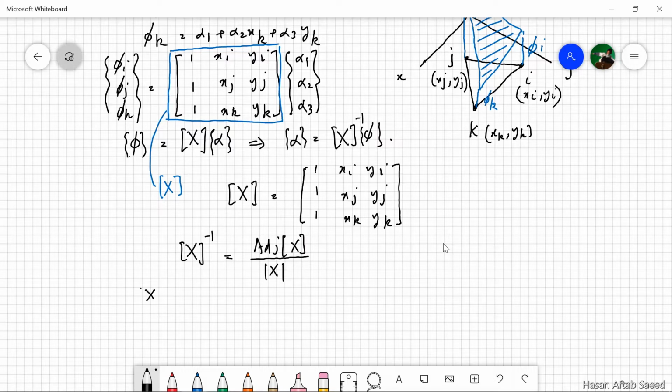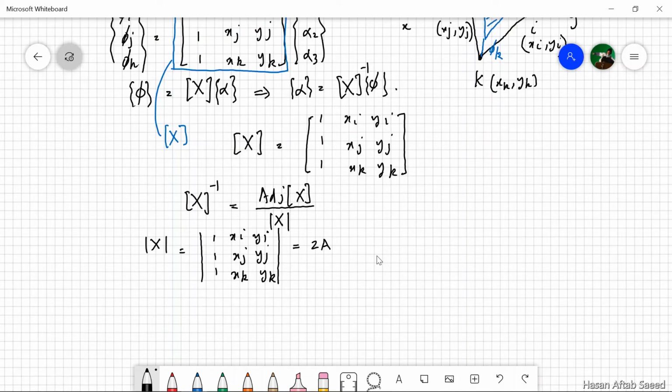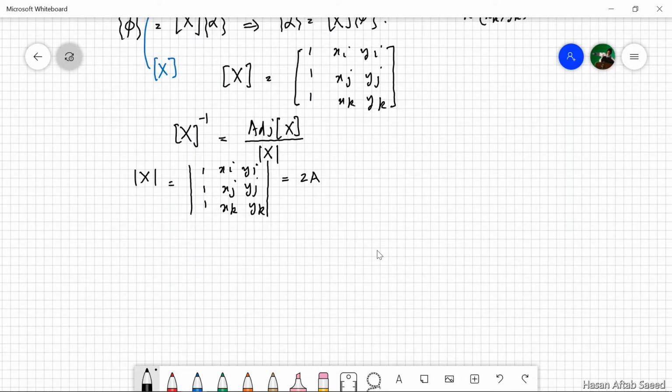Now let's start with the determinant first. This is simply the determinant of the matrix with rows 1, xi, yi; 1, xj, yj; 1, xk, yk, and this happens to be equal to twice the area of this element, this triangle. This can be verified from an analytical geometry text. Now let's come to the adjoint of x. This requires 2 to 3 steps.